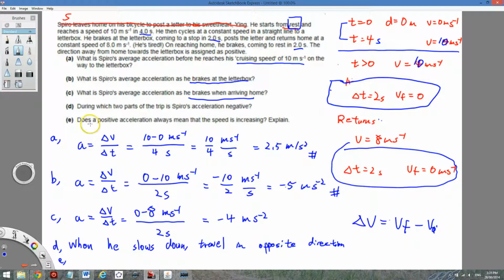Now, does a positive acceleration always mean that his speed is increasing? Yes, I think so. Well, here is the trick with this question: it means velocity is increasing, not speed. Just remember, acceleration is a vector. So in order to calculate a vector, we need to use a vector value, which is velocity, not speed.